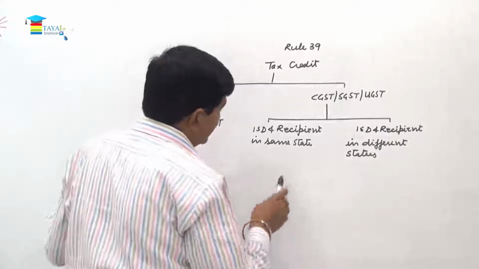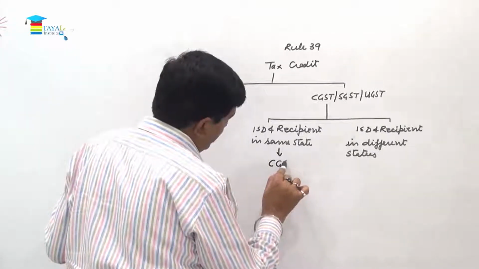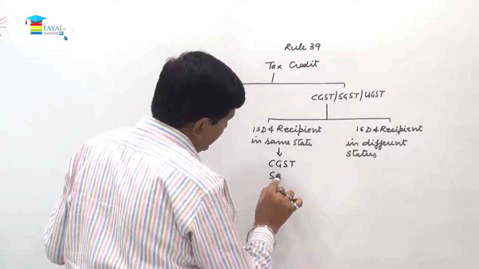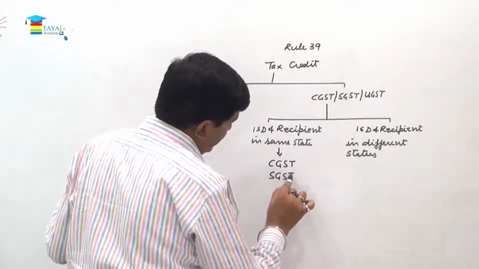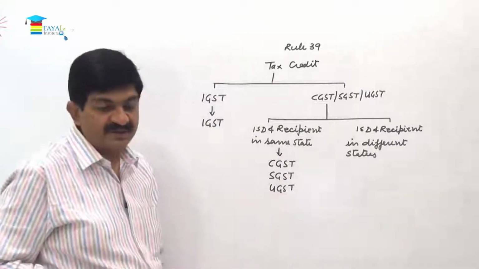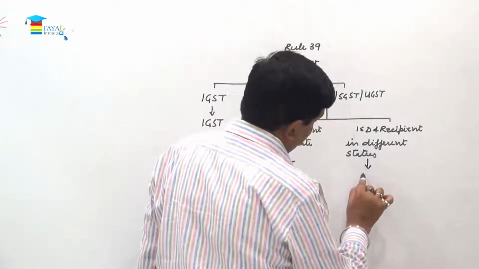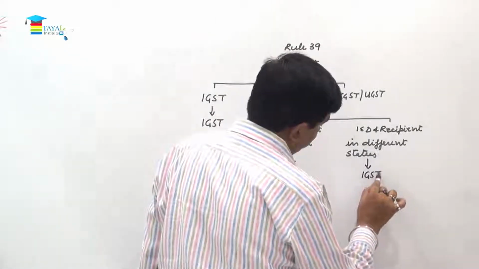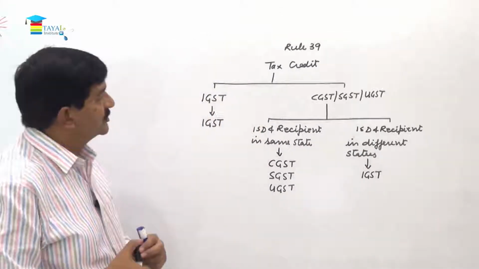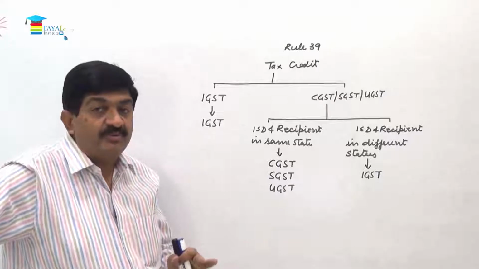If he is in the same state, then no change. This has to be transferred in the name of CGST, in the name of SGST, or in the name of UGST. So whatever credit, it should be transferred in the same name. But if it happens to be in another state, then the transfer should be in the name of IGST only. Right? So this says, Rule 39 says how the amount of tax credit is to be transferred.